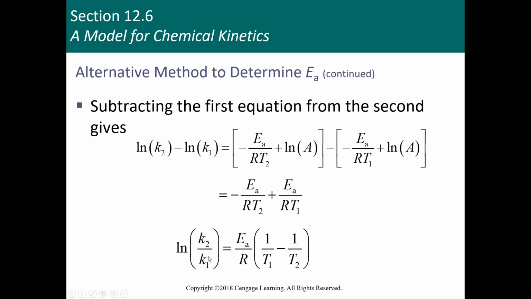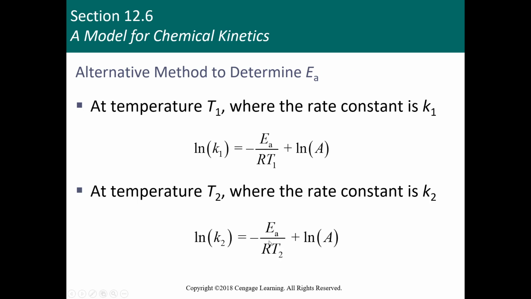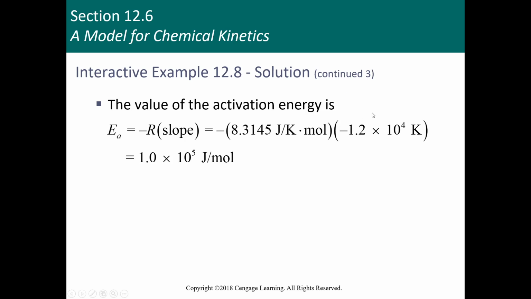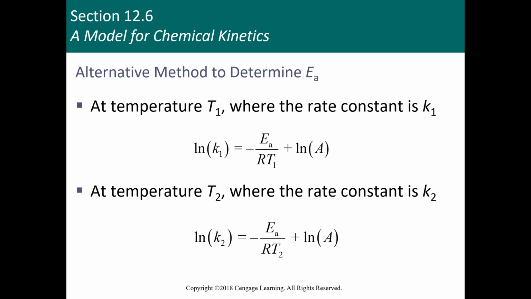Now we can just substitute our values from the table in. And so we substitute our values from the table in, we solve, and we notice that we'll get the slope again equals E_A over R, same as we had before. So we'll end up with the same value right here. Okay? And that's it. There you go. You just solve and it's done.